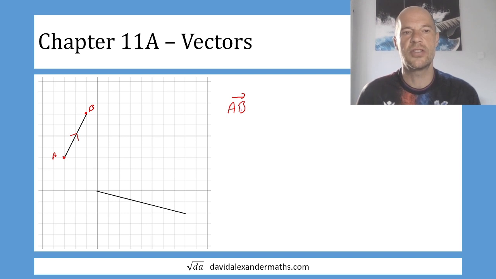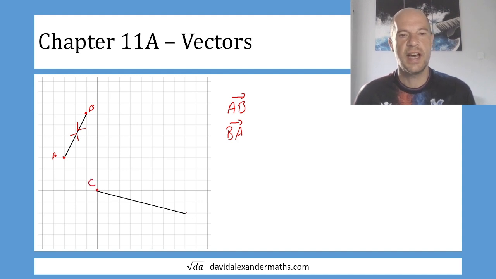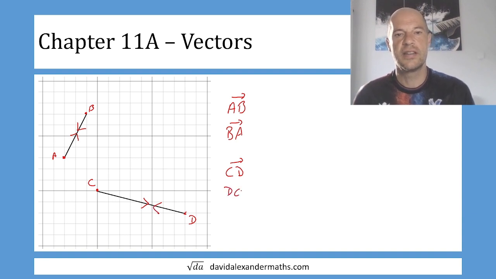from A to B. Now, of course, if the vector was reversed and it was going in the other direction, then this would be the vector that starts at B and finishes at A, so that would be the vector BA. Underneath we have another vector. If we say that this is the point C and this is the point D and we are going in this direction, and this is the vector C to D, and if we're going in the other direction, then it would be the vector D to C.